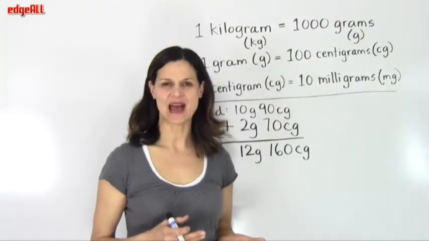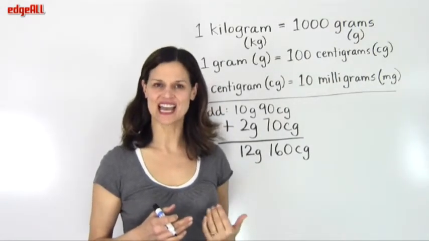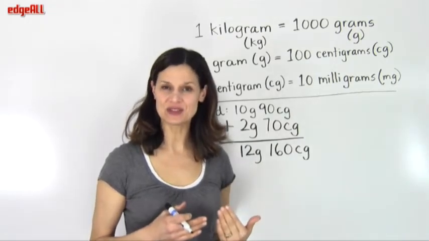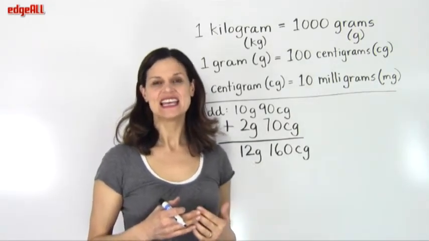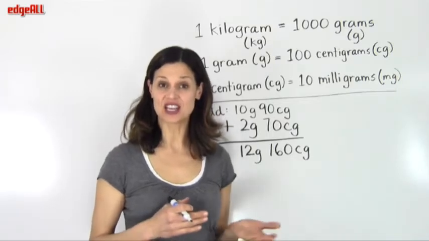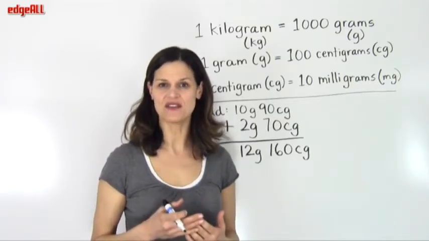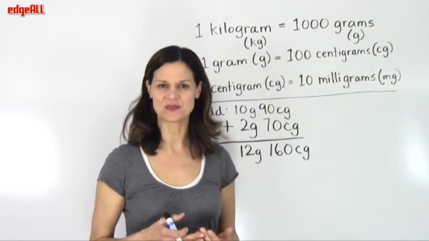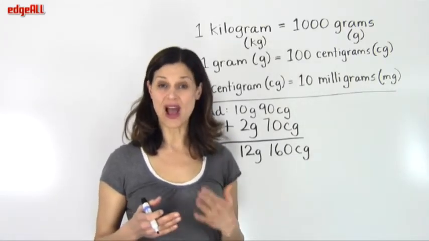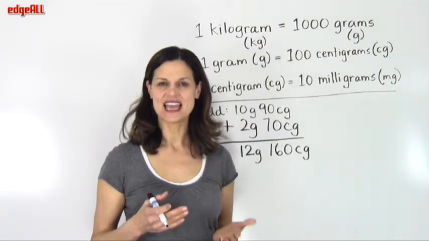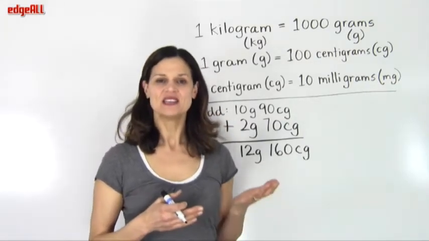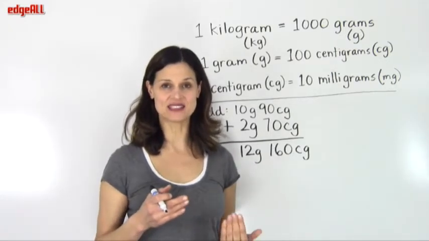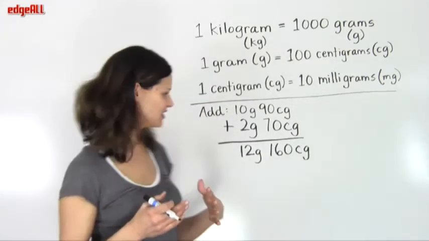The second step is to look at the result of step 1 and see if any unit can be simplified to a bigger unit. Sometimes you do not have to convert, but sometimes you have to. It all depends on what units you are adding. So we know that 100 centigrams is equal to 1 gram. So we can convert the 160 centigrams into grams and centigrams.